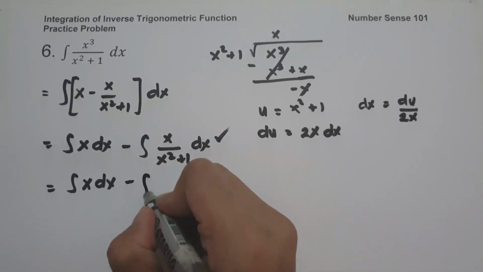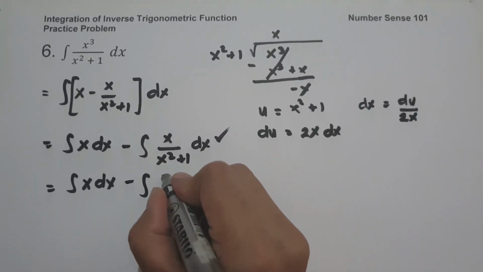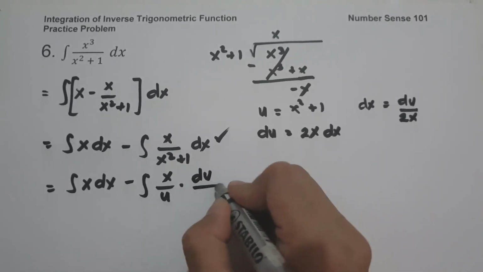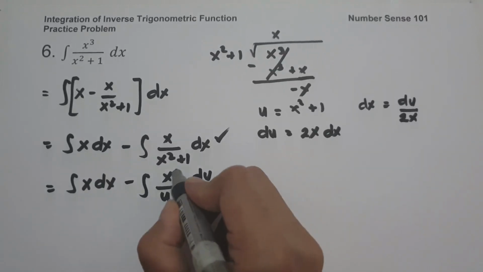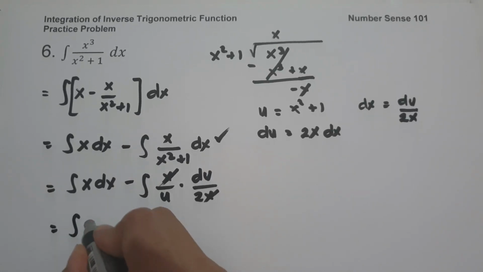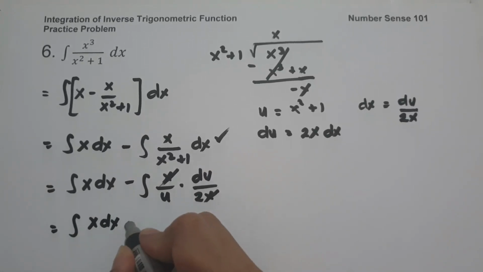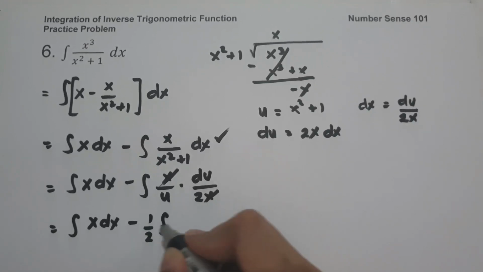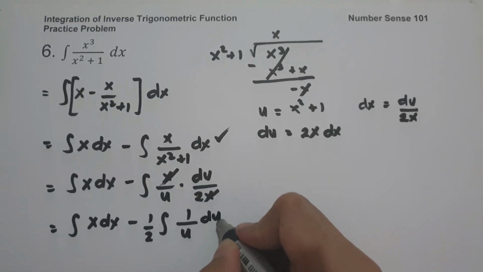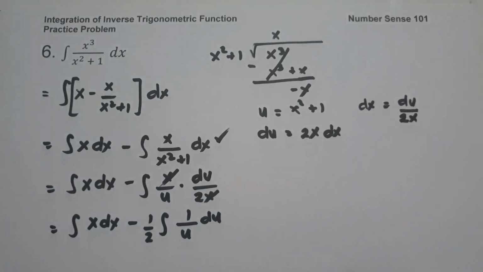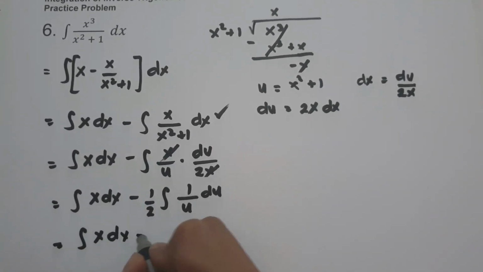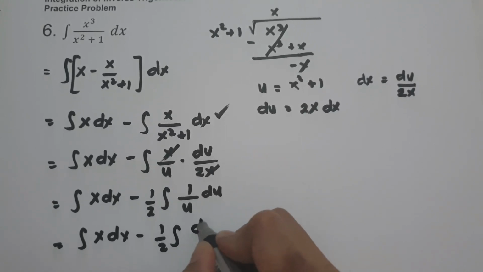So let us have the antiderivative of x over u multiplied by dx, that is du over 2x. So let us cancel x and let us move 1/2 in front. This will be the antiderivative of x dx minus 1/2 times the antiderivative of 1 over u du. And to simplify, we are going to have the antiderivative of x dx minus 1/2 times the antiderivative of du over u.